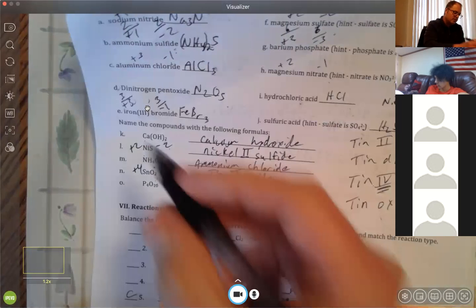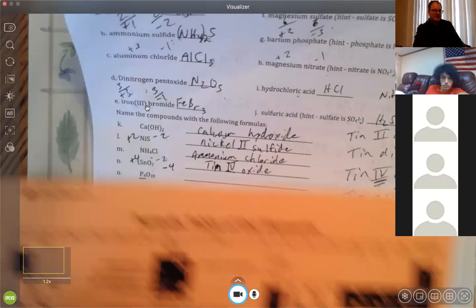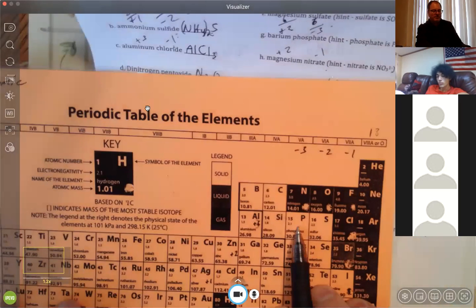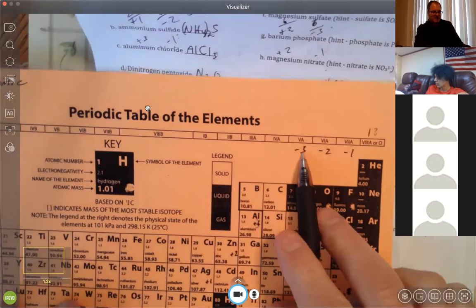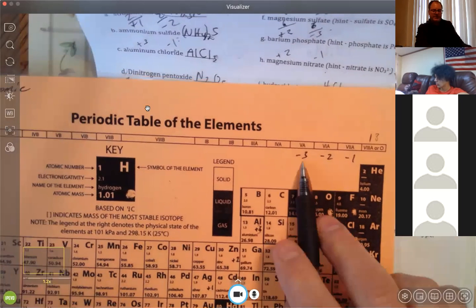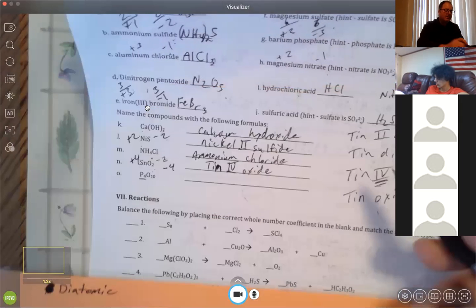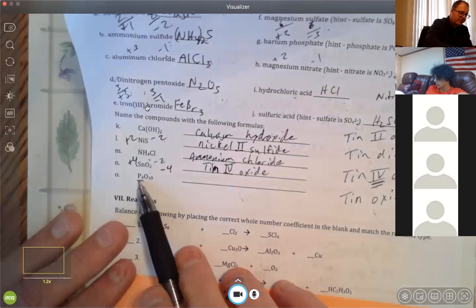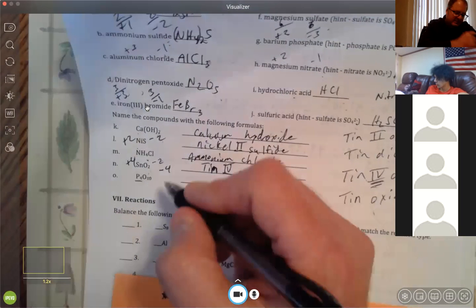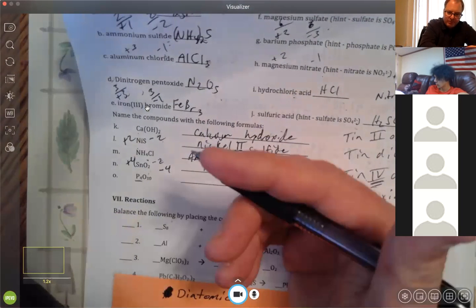Last one, P. P is not in group 1A, 2A, silver, zinc, or aluminum. P is actually a non-metal, so it has a negative charge. So we don't use these charge balances. We've got to use what we call the prefixes. The prefix for 1 is mono. The prefix for 2 is di. The prefix for 3 is tri.